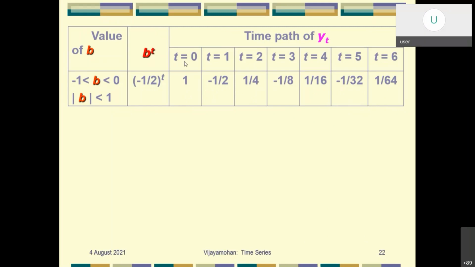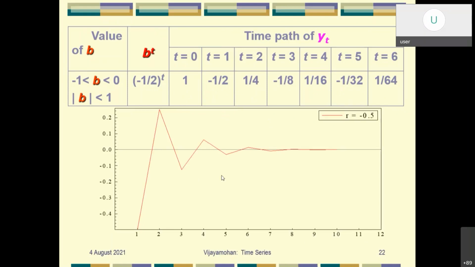That is, we have an oscillation. We have a fluctuation around the mean, and we have a situation like this. So we have convergence through oscillation. When does it happen? When the root is negative and less than 1 in absolute value.